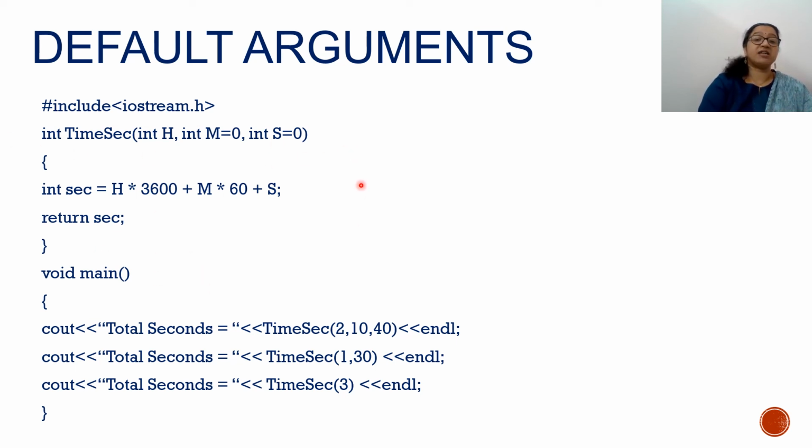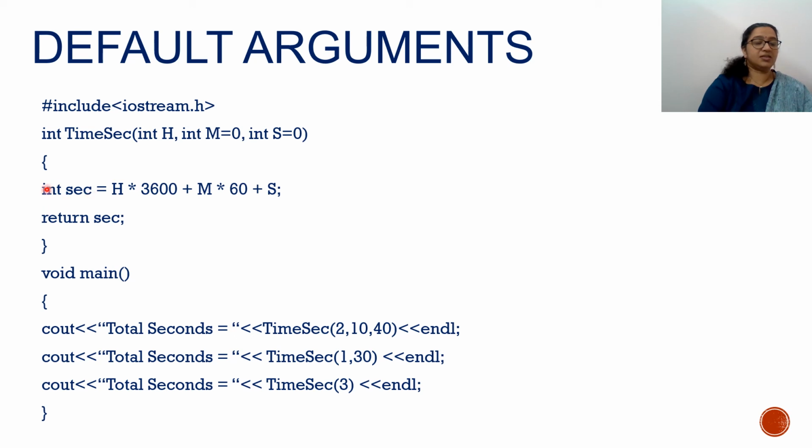So here the function definition itself we are putting on top. So the compiler knows what is time sec, because the definition is there on top itself. So time sec int h, int m is equal to 0, int s is equal to 0. When you define the function definition on top, we can assign the default value at the header itself. No need of function prototype.